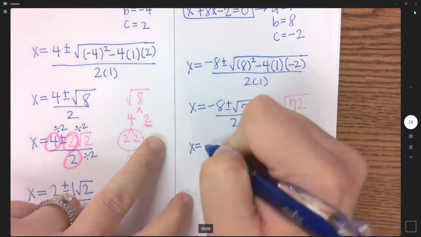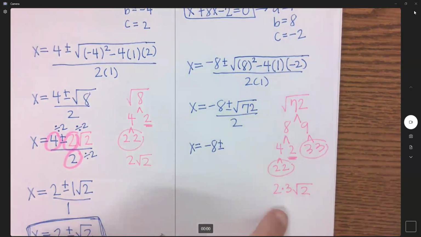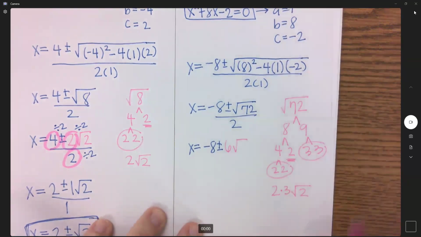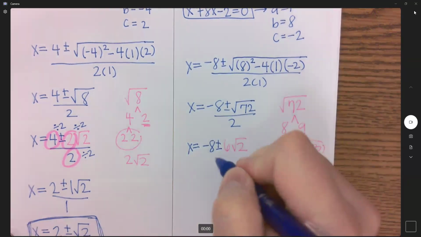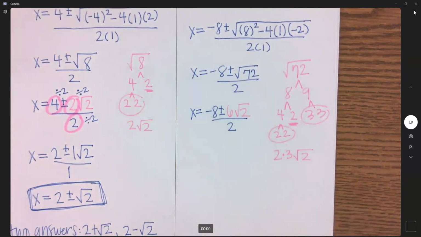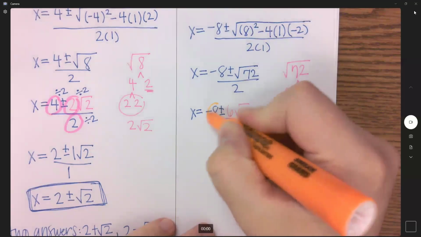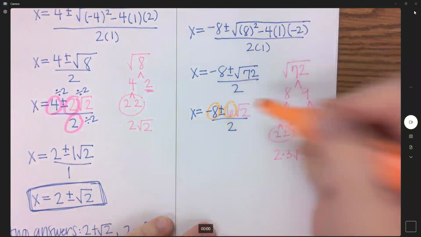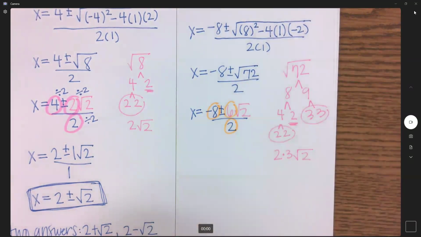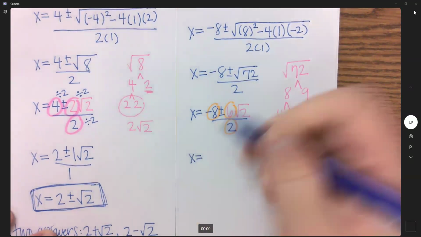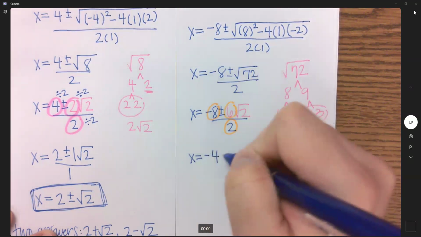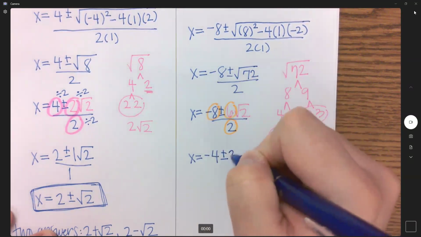So we have x equals negative 8 plus or minus 2 times 3 gives me 6 square root 2 all over 2. Now, can I simplify this even further? And what I'm looking for is the number in front of the plus or minus, the number behind the plus or minus, and the number that we're dividing by. And all of those are divisible by 2. So negative 8 divided by 2 is negative 4. Plus or minus 6 divided by 2 is 3.